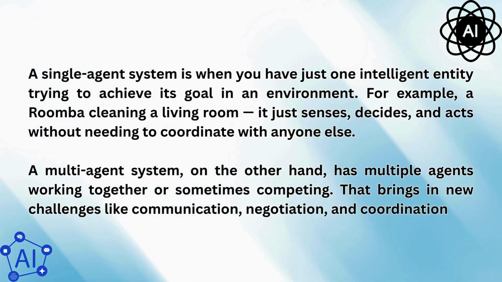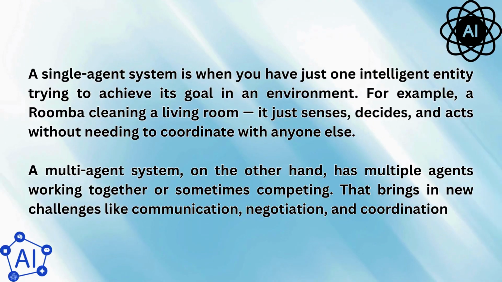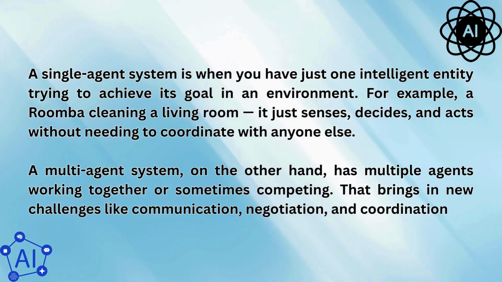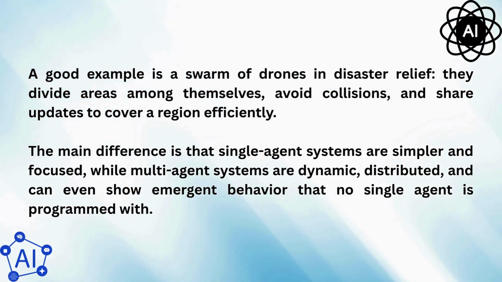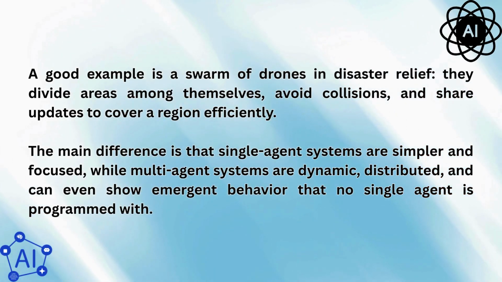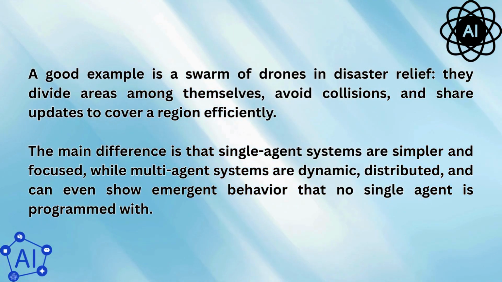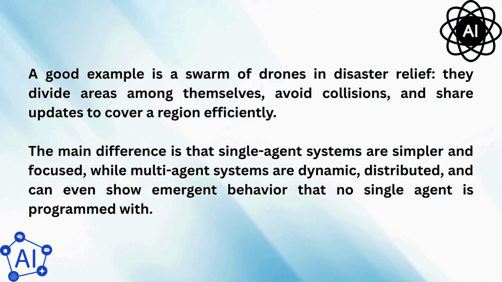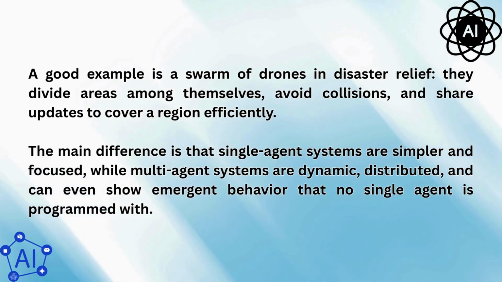A multi-agent system, on the other hand, has multiple agents working together or sometimes competing. That brings in new challenges like communication, negotiation, and coordination. A good example is a swarm of drones in disaster relief. They divide areas among themselves, avoid collisions, and share updates to cover a region efficiently. The main difference is that single-agent systems are simpler and focused, while multi-agent systems are dynamic, distributed, and can even show emergent behavior that no single agent is programmed with.